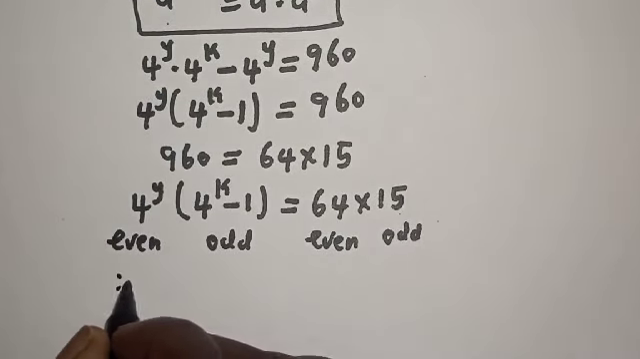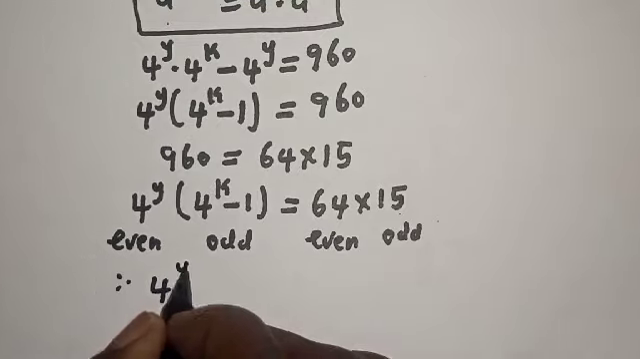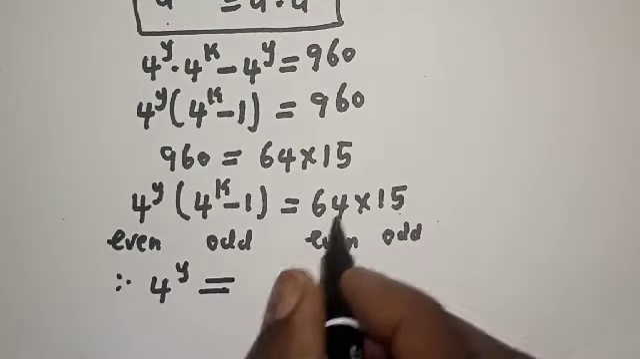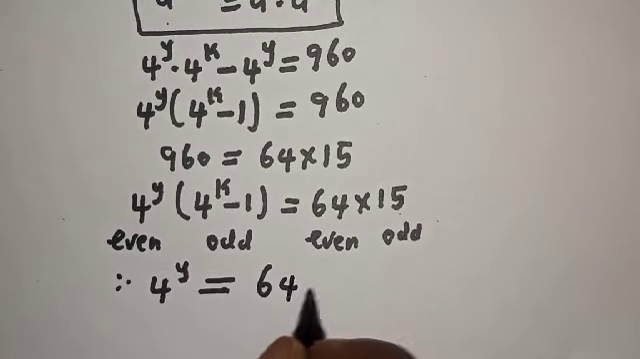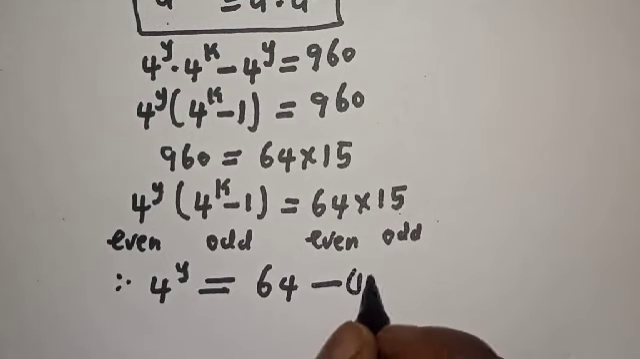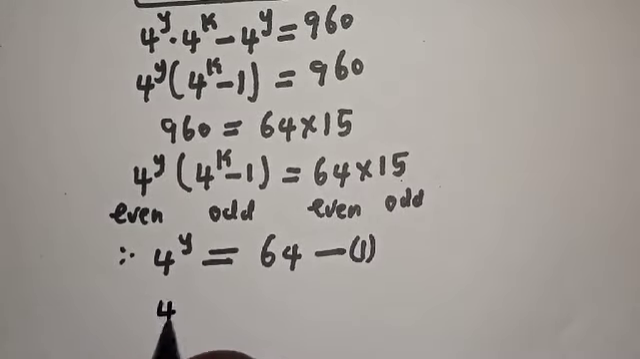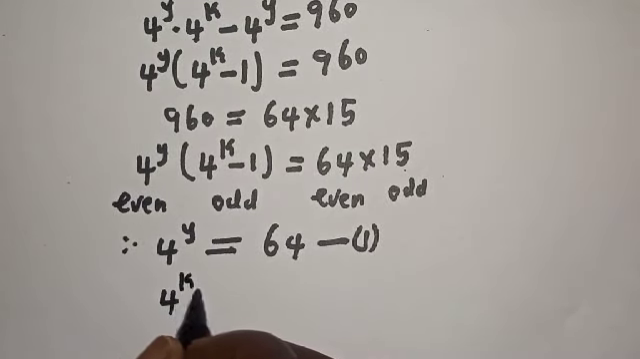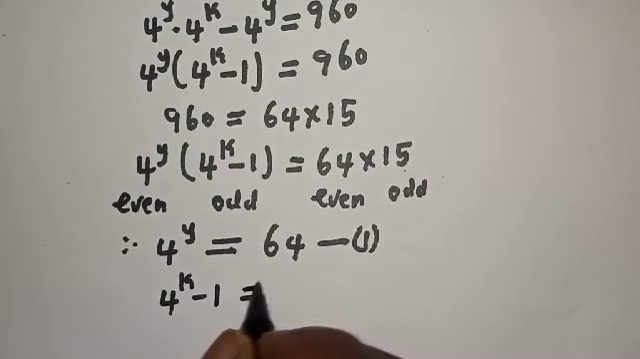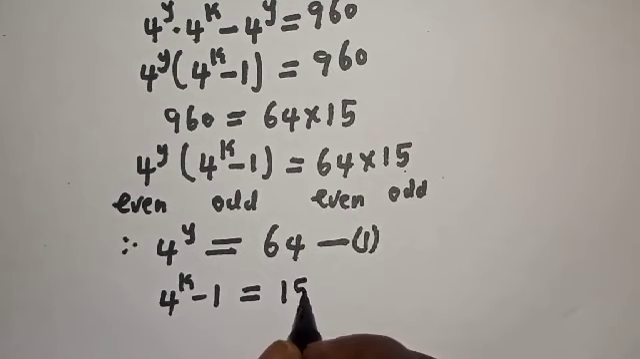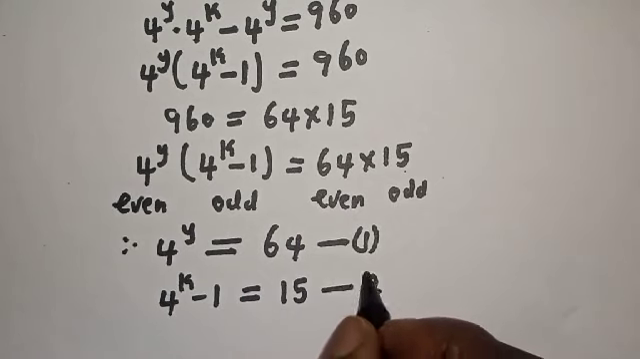Therefore, 4 raised to the power y is equal to 64. Let's call this equation 1. Then 4 raised to the power k minus 1 is equal to 15. Let's call this equation 2.